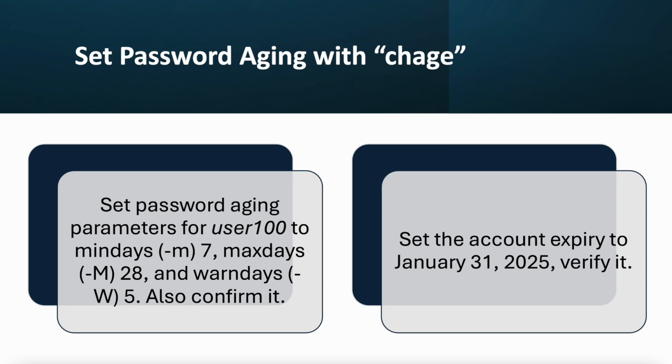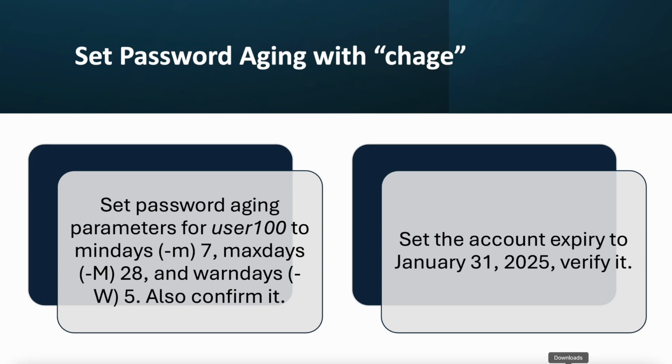I have created some scenarios. Let's do this with the lab. The first scenario is to set password aging parameters for user100 to minimum 7 days, maximum 28 days, and warning on 5 days. Also confirm it.